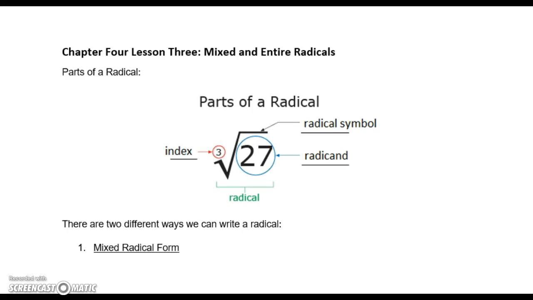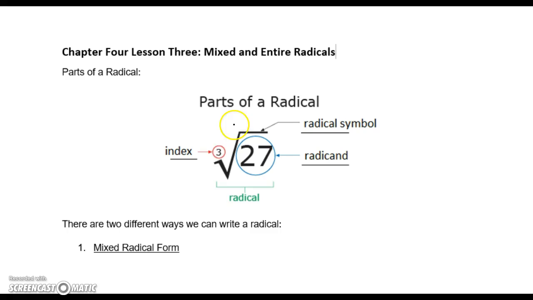In this video, we're going to look at lesson 3 from chapter 4, which is looking at mixed and entire radicals. So before we jump into any examples, we're going to do a quick review first. And the very first thing we're going to talk about is the parts of a radical. That's going to be really important because I'm going to start throwing some terminology at you. And it's going to be really important to understand what that is, or else you might be a little bit lost in some of these videos.